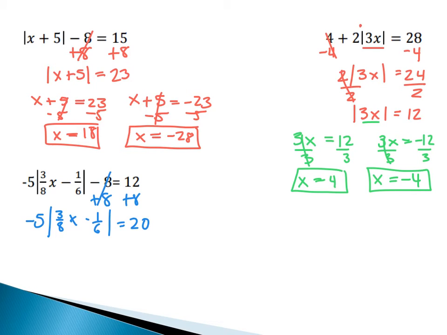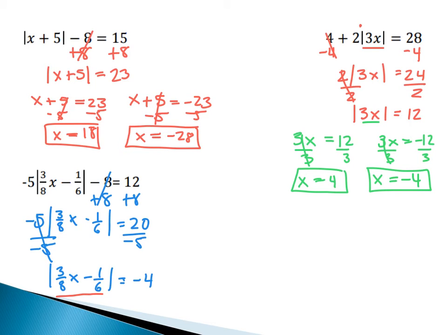And then again, I'm not even going to worry about distributing this 5. That's just silly. Instead, I'm going to divide by negative 5 because I'm multiplying it by those absolute value bars. What I get is the absolute value of 3 over 8 x minus 1 over 6 is going to equal 20 divided by negative 5, which is negative 4. So here's what I'm saying now: the absolute value of whatever this is should equal negative 4.